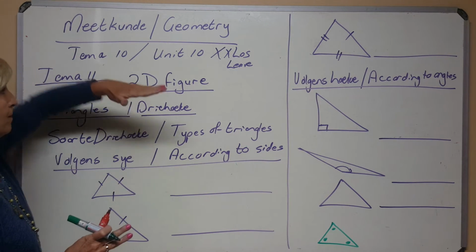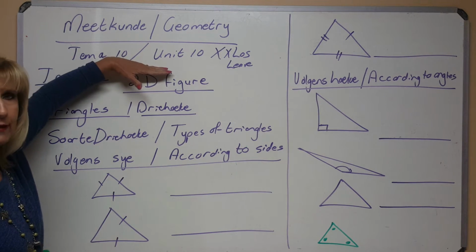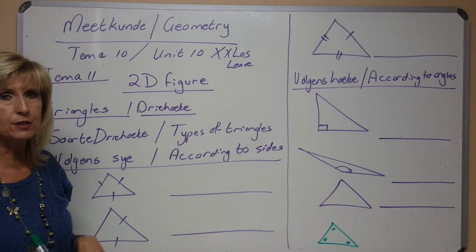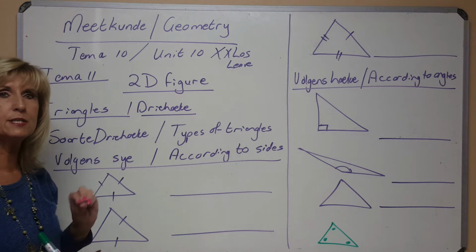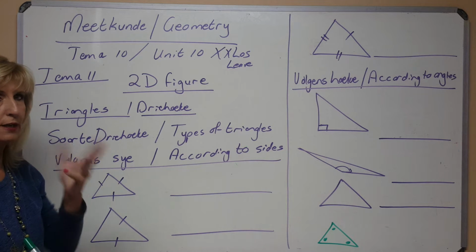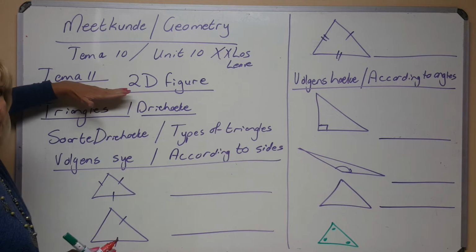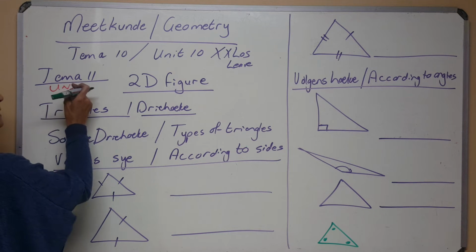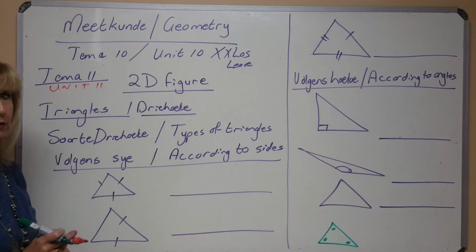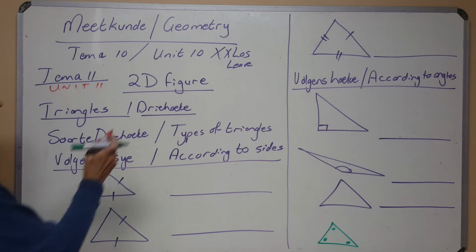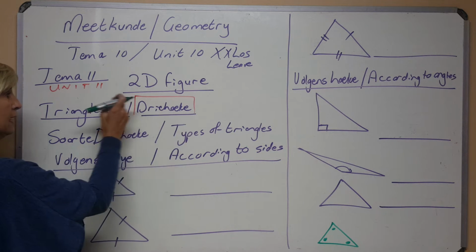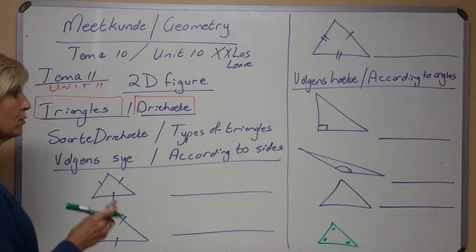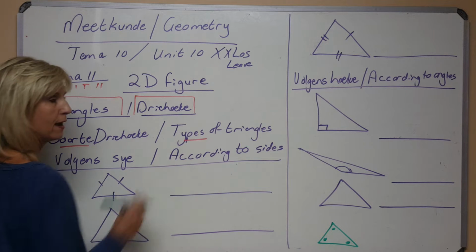Nou ek sê hierso, tema 10 los ons uit. We're leaving out theme 10 because usually there's a lot of constructions there, and for now we're leaving it out to see what the department decides on what to leave and what to do. So tema 8 is die volgende een. Unit 11 is the next theme that we're doing with the 3D. So triangles, driehoeke is nou vandag ons eerste lesie. En al wat ons vandag gaan doen is, ons gaan kyk na die soorte driehoeke, the types of triangles.